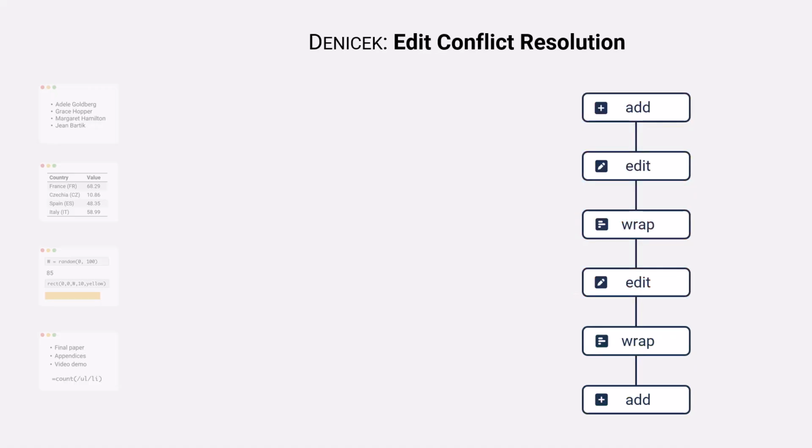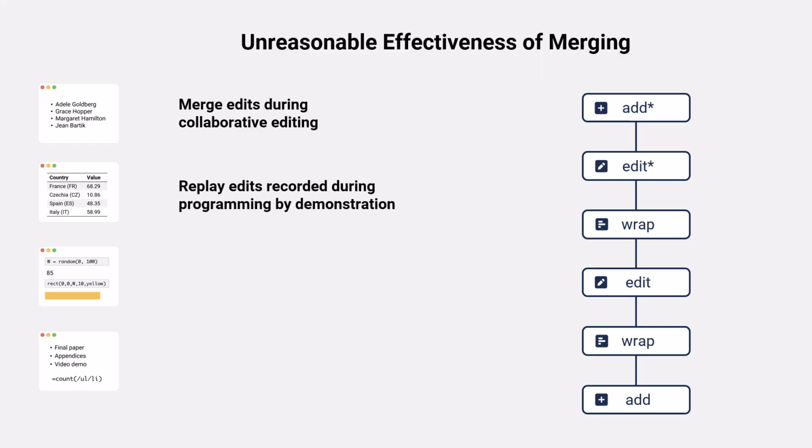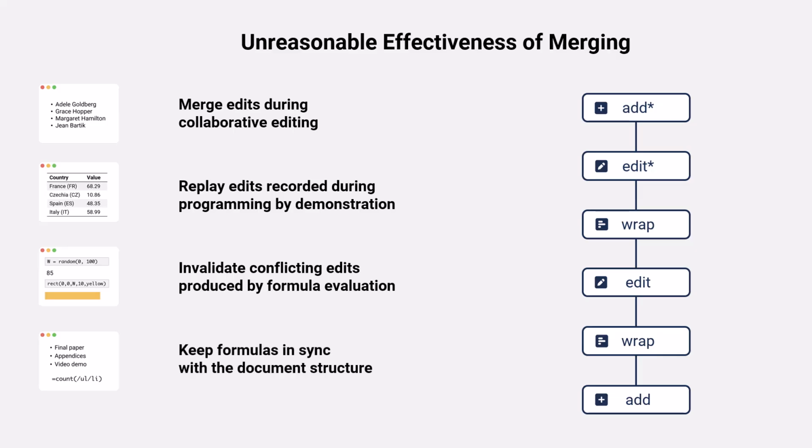In many cases, edits that affect a shared part of the document can be reconciled to reflect the new history. Denicek also detects conflicting edits and can mark those as invalid. This key operation is at the core of our implementation of many programming experiences. It's used when merging edits during collaborative editing, replaying edits recorded during programming by demonstration, invalidating edits produced by formula evaluation, and keeping references in the document in sync with its structure.